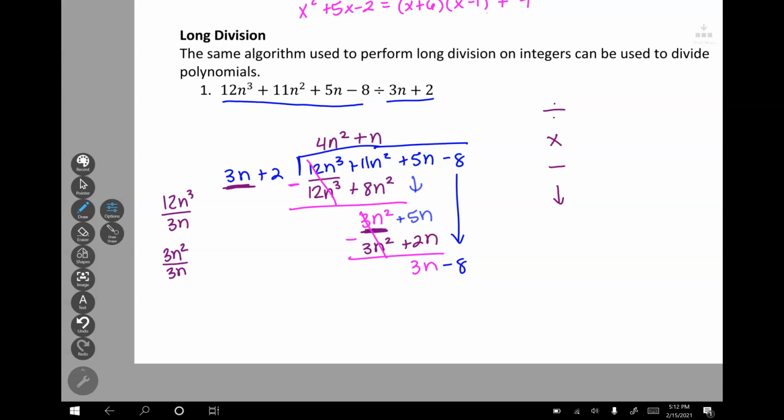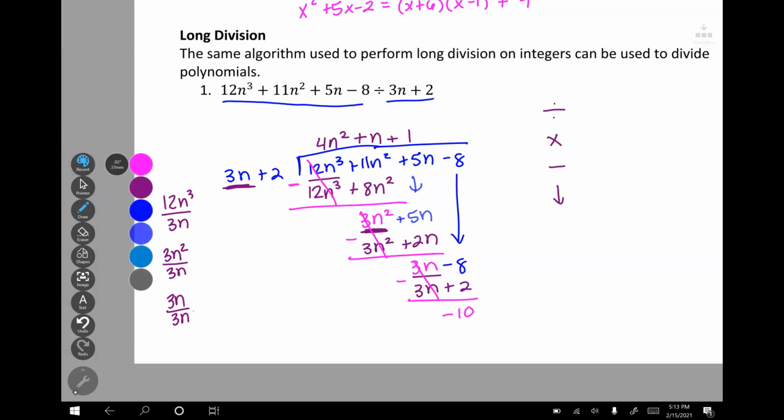And we do it one last time. So now, divide, multiply, subtract, bring down. 3n divided by 3n just equals 1. Okay, so plus 1. We multiply 3n plus 2. We subtract, cancel, negative 8 minus 2, negative 10. And that is your remainder. So that very last number, that is your remainder.